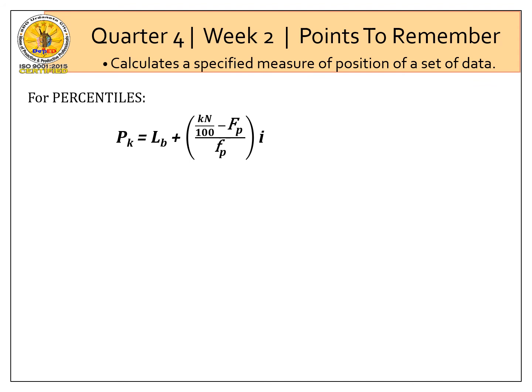So we have P sub k is equal to L sub b plus quantity k times n over 100 minus capital F sub p divided by small f sub p times I. Since percentile is 100 equal parts, so we divide k times n by 100. And we use p just to emphasize percentile.